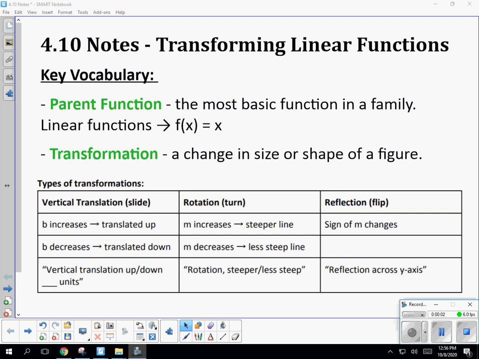Hello, Algebra 1 students. Today we're going to be talking about transforming linear functions. This is section 4.10 in your notes. We have some key vocabulary to talk about.